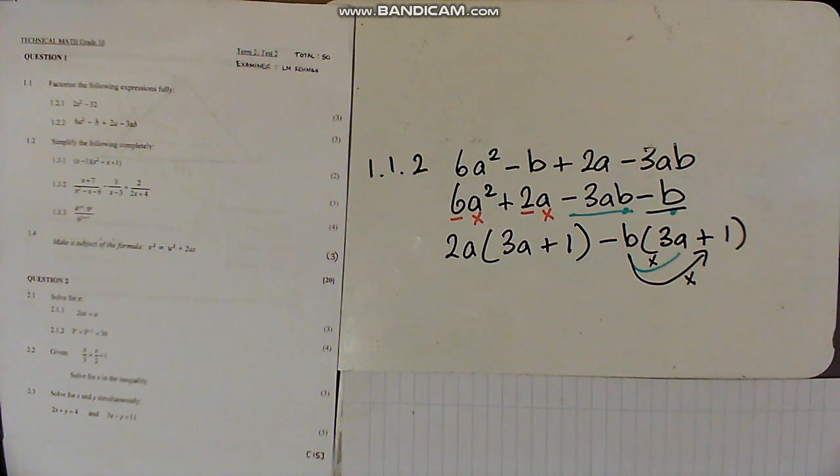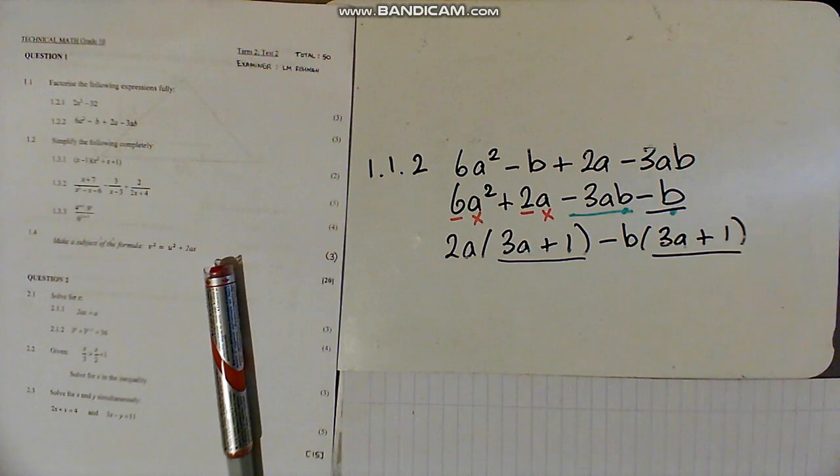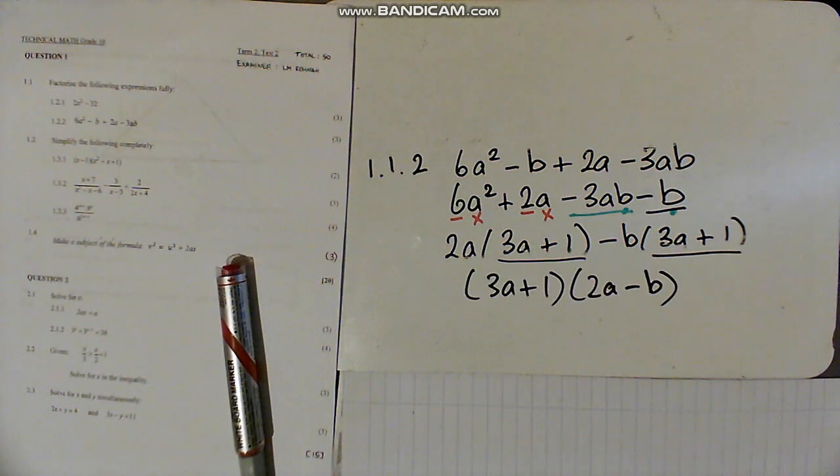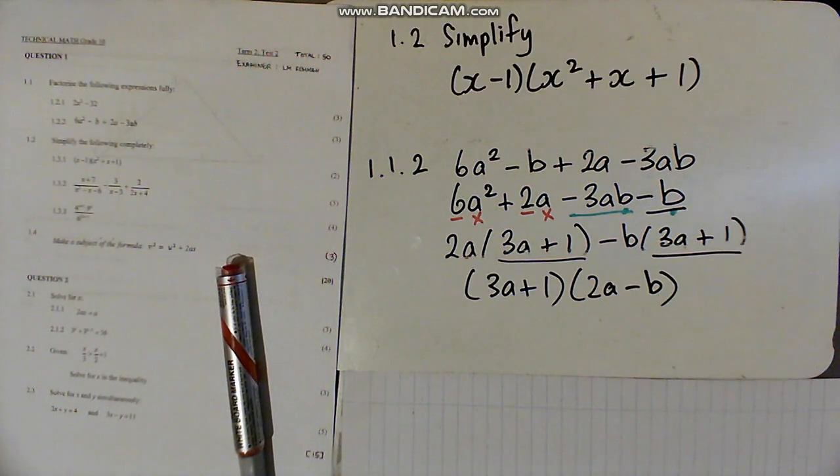Do you see anything else that is common? 3a plus 1 is common. Remove 3a plus 1, what is left? 2a minus b. The question 1.2 says simplify. So we need to simplify that.